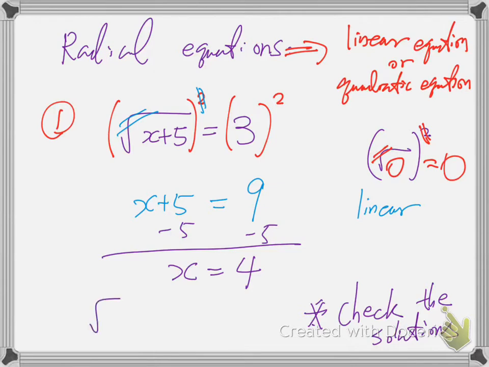The original equation is square root of x plus 5 is 3. Now we change this x to 4. So 4 plus 5 is 9, and radical 9 is 3. So it is the solution of the radical equation. That's our first example, the easiest example.